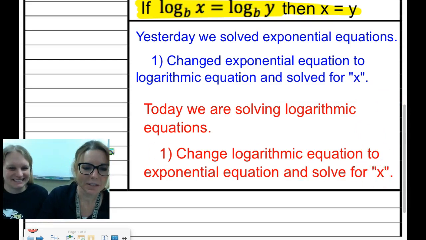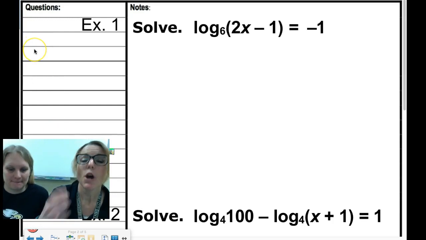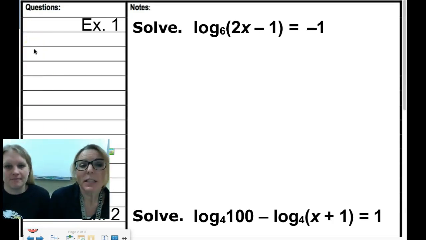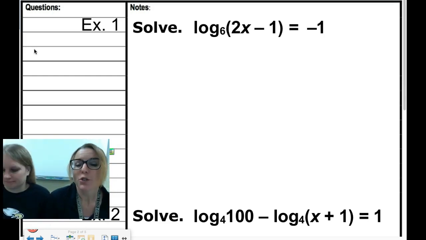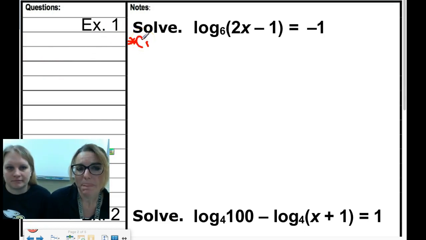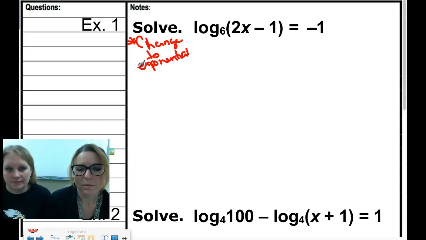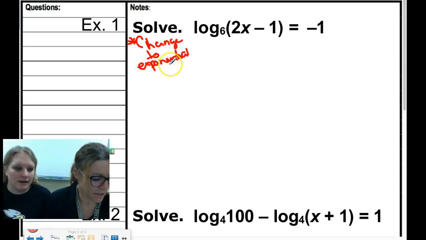All right. So let's go to the next page. Example number 1. Right away, I see a log equation. If you see a log equation and it says solve, you're going to change to exponential. Whenever you change to exponential, you start with the base. There we go. Change to exponential. And you're going to need probably all that space.